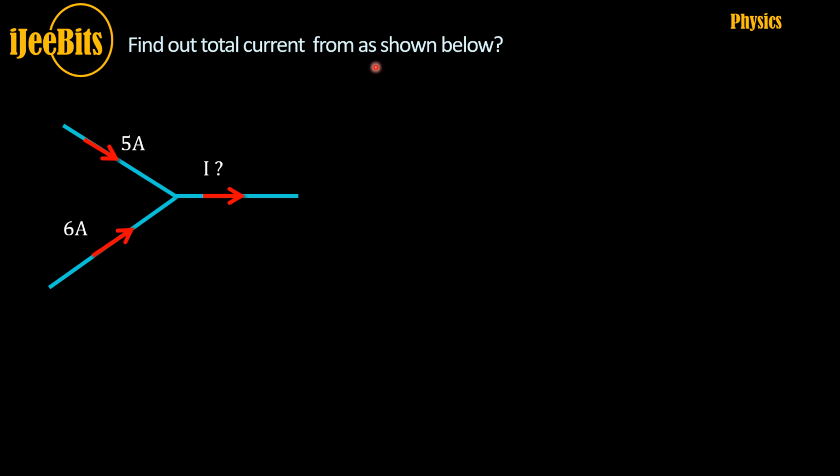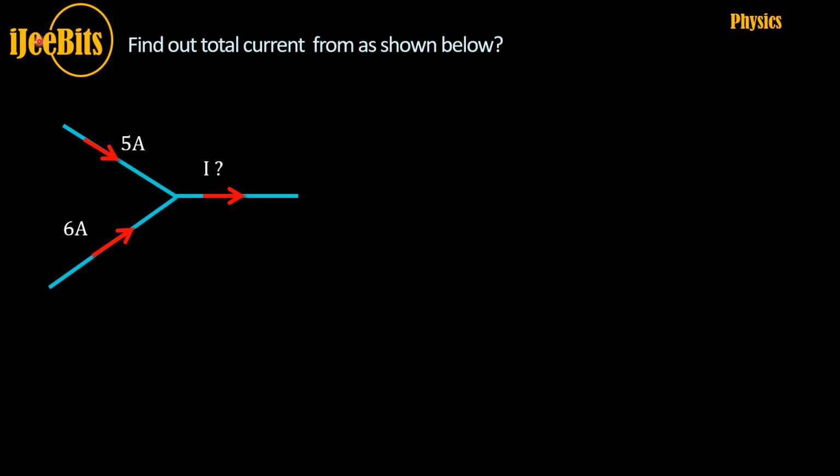Let's find out the total current from the diagram below. If you look at this diagram, there are two currents which are joining at a junction, and then the combined current leaves the junction as a third current. So this sounds like the current law in electricity: the algebraic sum of currents entering a junction is equal to the algebraic sum of the currents leaving the junction.